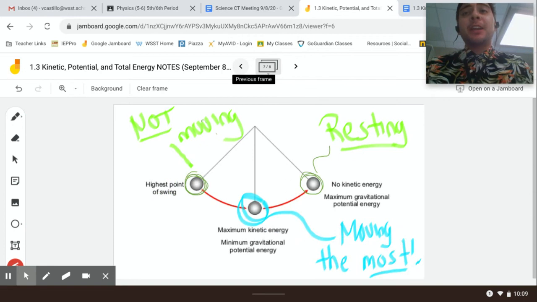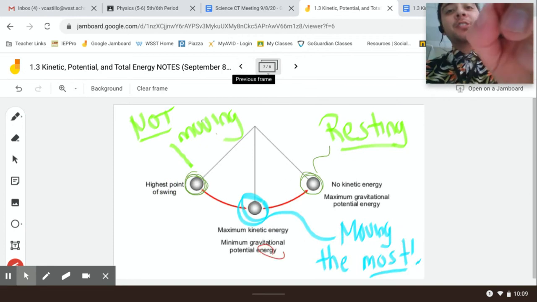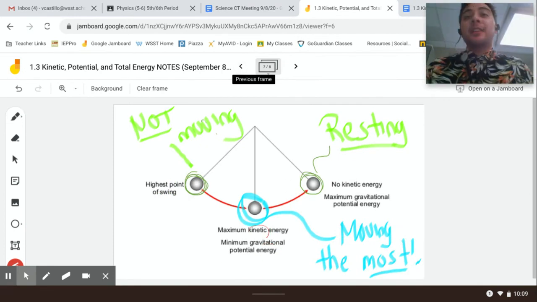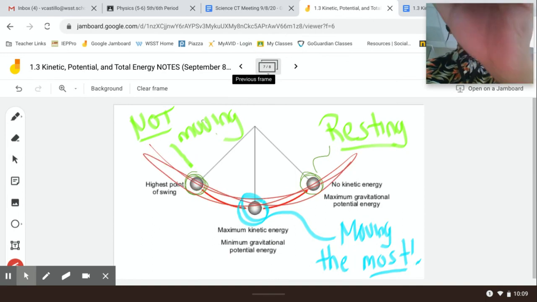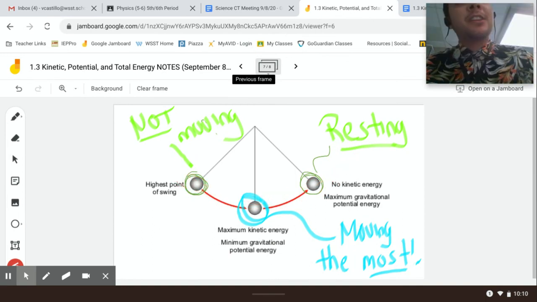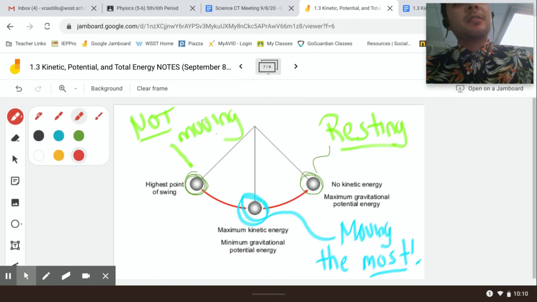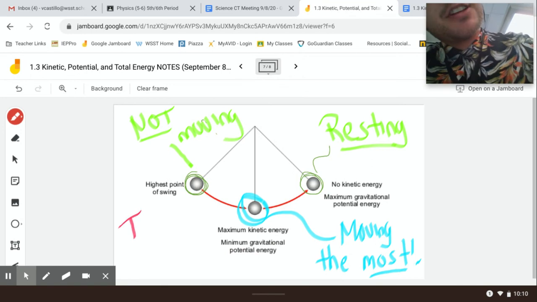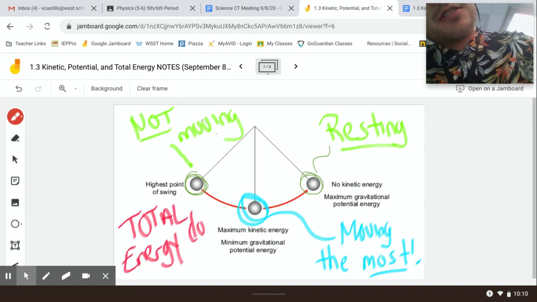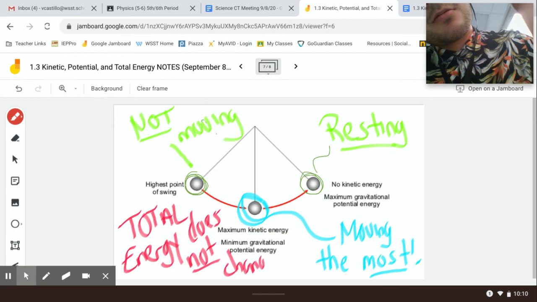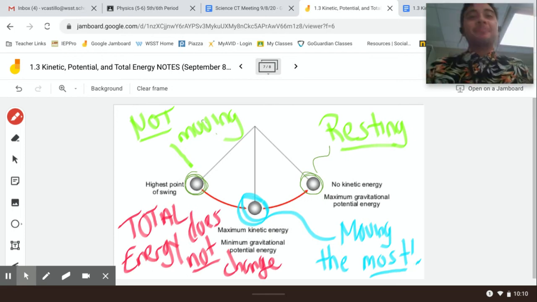And that's pretty much it for those two. And know that potential and kinetic together equals total energy. So the total energy is still going on throughout and still consistent. The total energy never changes. The total energy does not change. Okay?